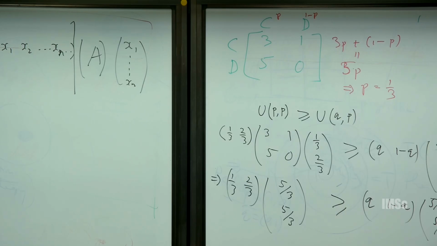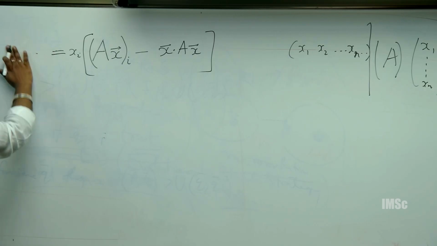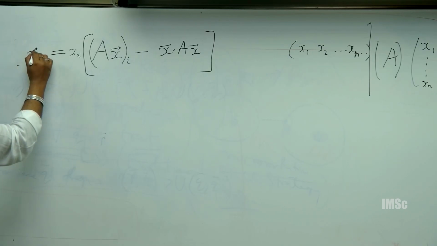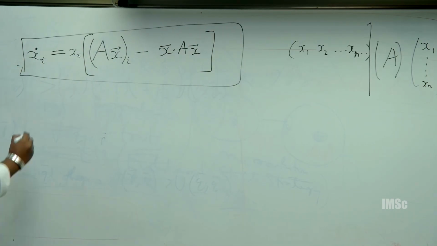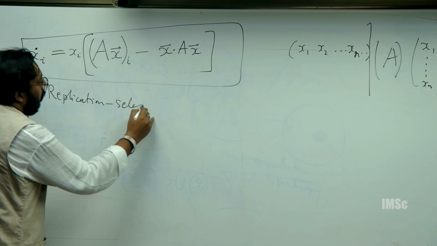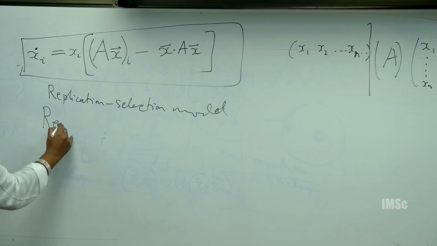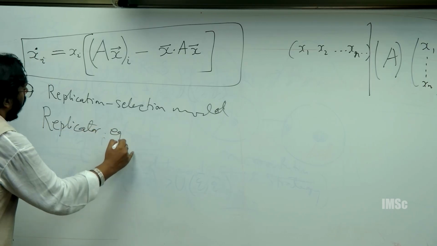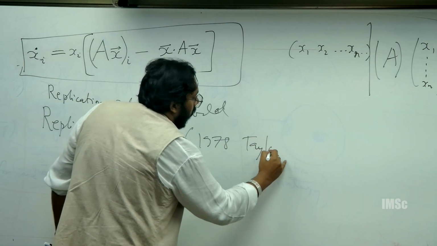So this proportionality constant can always be taken into time and we redefine time. So you just put it as an equal to sign, you write this as xi. This is a replication selection model. This is called the replicator equation. This was given in 1978 by Taylor and Jonker.